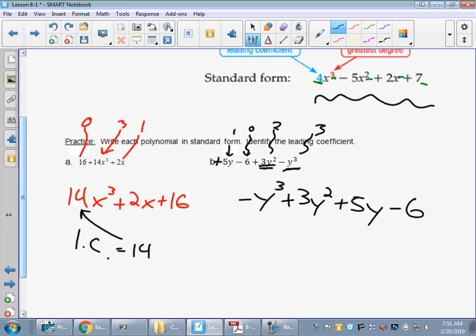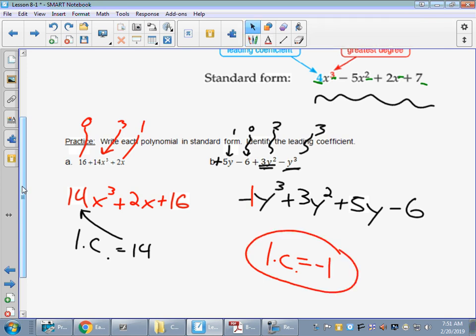And what would the lead coefficient here be? Well, this would be a negative 1 in here. Right? If there's nothing in front of it, it's a negative 1, so our lead coefficient would be negative 1.